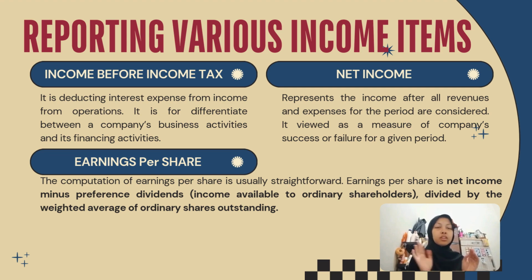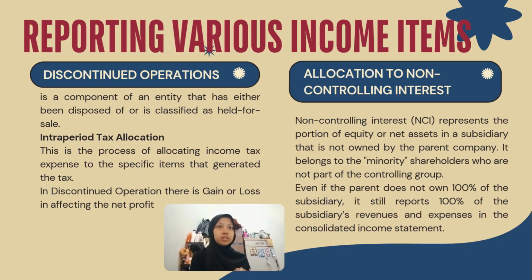And the fifth is earnings per share. The computation of earnings per share is usually straightforward. Earnings per share is net income minus preference dividend, which is the income available to ordinary shareholders, divided by the weighted average of ordinary shares. And the next one is discontinued operation.